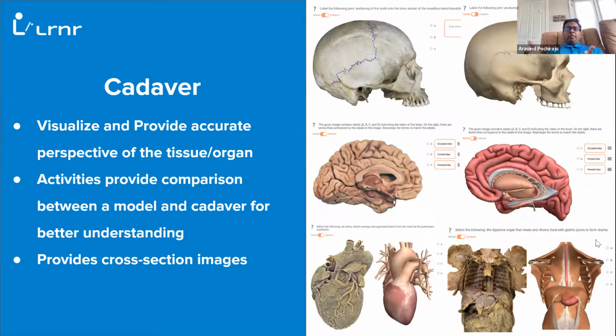So what we've done is we've taken a model and a cadaver and put them side by side and built activities. That way it shows them the difference between a model, which looks all colored and color coded, and an actual cadaver, which doesn't look anything like a model, to get that relevance built in. And we have a lot of cross-sectional images and things like that.